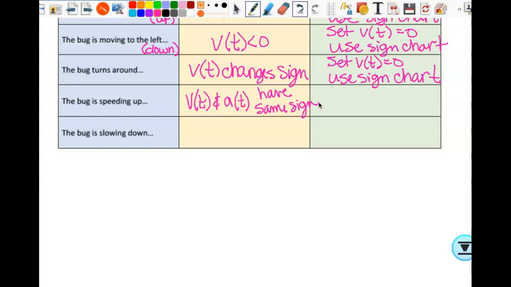And so here, basically the same thing, but however you're going to do it, the signs of v of t and a of t. So it's not necessarily a sign chart because I don't care if I'm switching from positive or negative. I just care at that point, is velocity positive or negative, and is acceleration positive or negative? So what do you think is happening when the bug is slowing down? It is deceleration, and they would have different signs. So v of t and a of t have different signs.